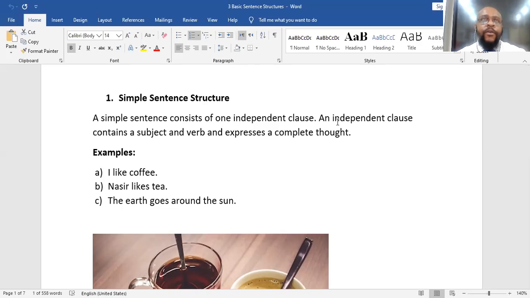So what you're looking for is a sentence that has only a subject and a verb and tells you everything that you need to know. So the example sentences that you have here are: A, I like coffee, B, Nasser likes tea, and the third one, C, the earth goes around the sun. All of these are very simple and direct, and they express a complete thought while only having the basic subject and verb that you need for a sentence.